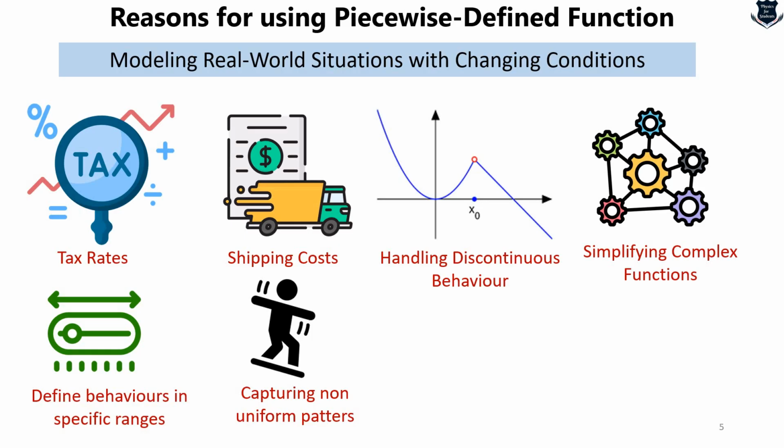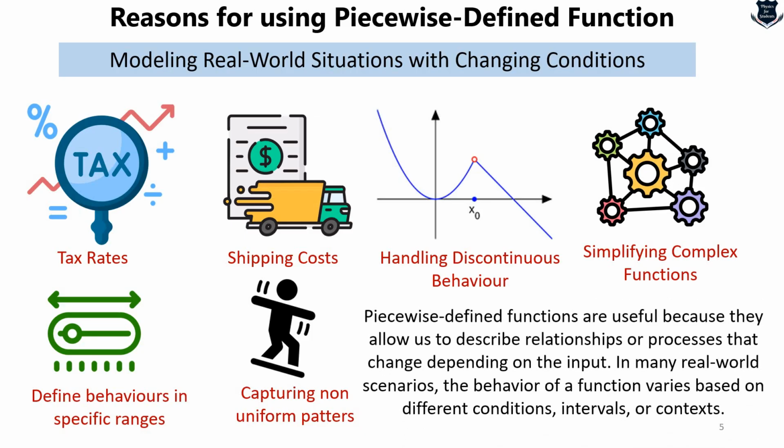time intervals. So taking all those tax rates, shipping costs, etc., what we can say is that piecewise defined functions are useful because they allow us to describe relationships or processes that change depending on the input, and this change can be based on different conditions or intervals, depending upon the different contexts. So as you can see, industry and our daily life are heavily dependent on piecewise defined functions.